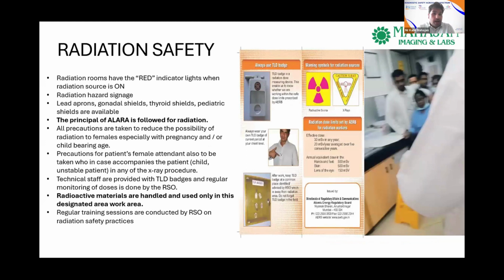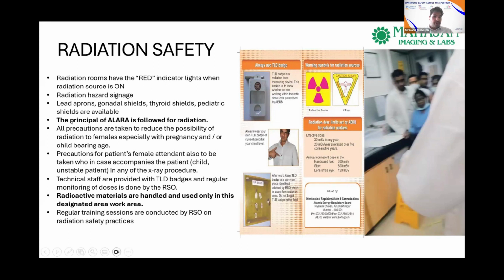Then I mentioned the use of X-ray based technologies such as X-ray, DEXA scan, PET CT, CT scan. So radiation safety is again very important. Across the network, we have radiation rooms which have red indicator lights when the radiation source is on. That means if an X-ray is going on, there will be a red light outside that room so that no one, even by mistake, enters the room. We have appropriate signage. We have plenty of lead aprons, gonadal shields, thyroid shields, pediatric shields, so that radiation exposure is not given on parts that are not being scanned.